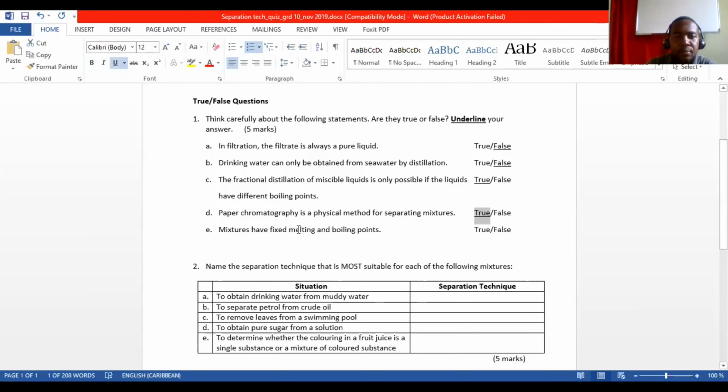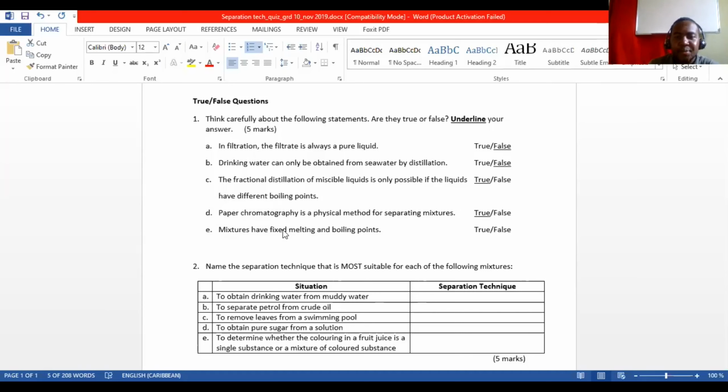All right, last one: mixtures have fixed melting and boiling points. What do we have for that one? Fixed melting and boiling point. False, one person says. False. All right, great. Remember, mixtures can be different based on the proportion in which you mix them.